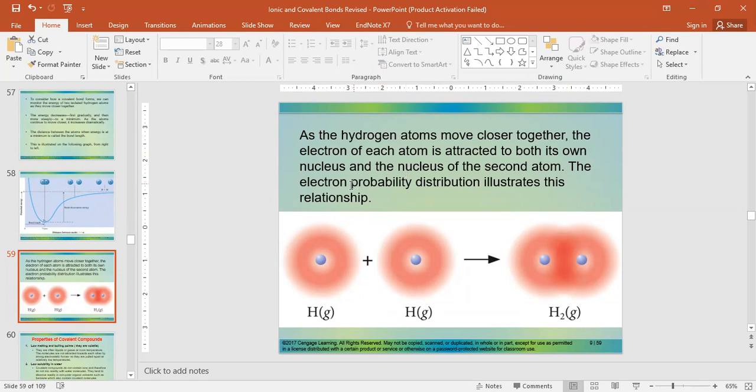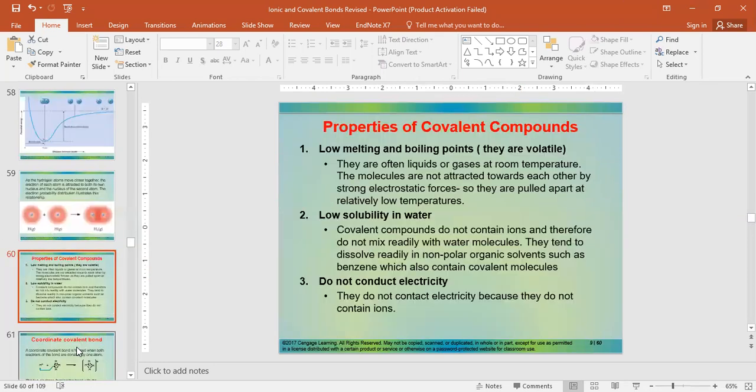And the electron probability distribution is illustrated by what you can see here. So you have a hydrogen with a 1s1, another hydrogen with a 1s1. Then when they come together, there is actually overlapping of the 1s orbital. And then the shape of the orbital actually becomes distorted once that particular bond is formed. Now, what are some of the properties of covalent compounds?